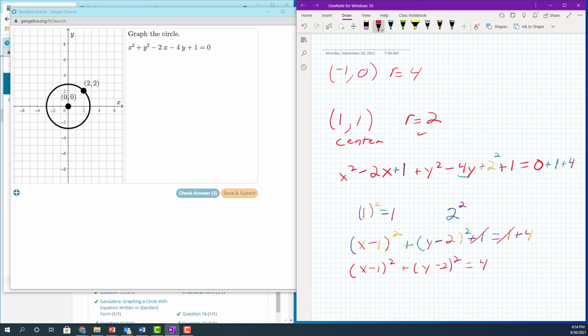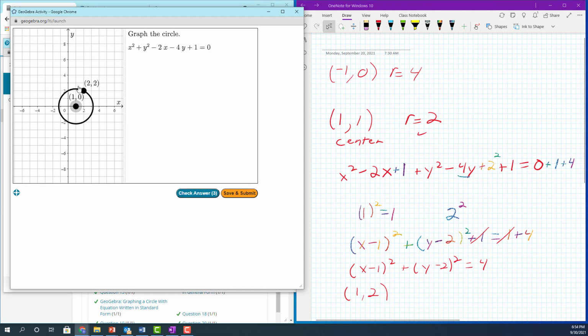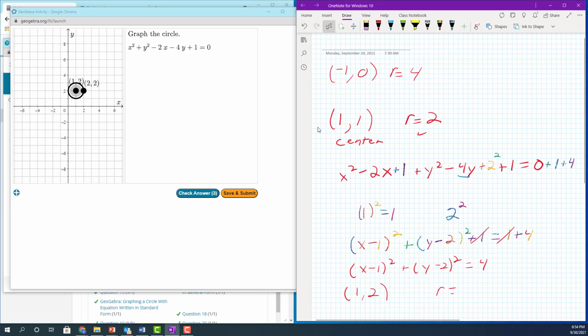Okay, so the center is going to be at coordinates 1, not negative 1, but 1, comma 2. So this right here is going to be our center. Over 1, up 2. Okay? And then our radius is going to be the square root of 4, which happens to be 2.